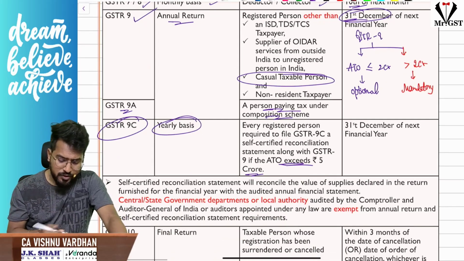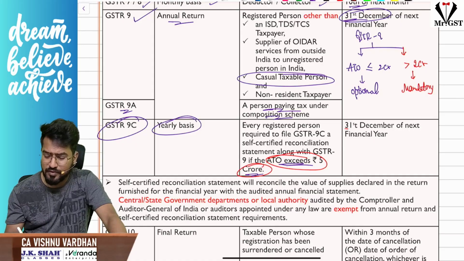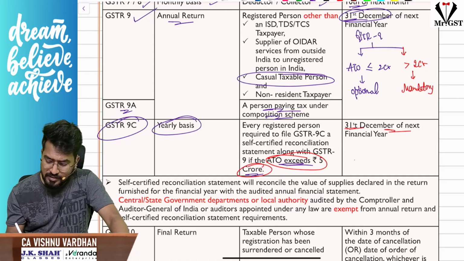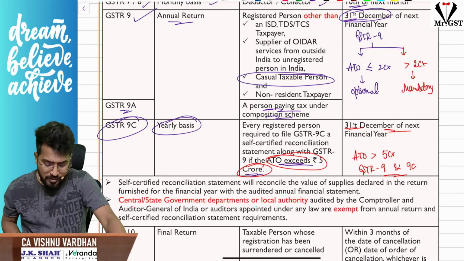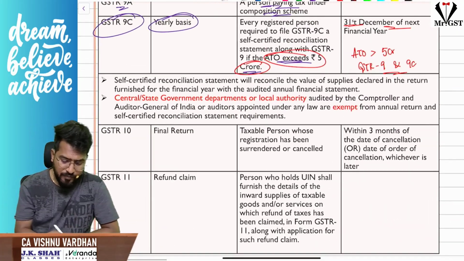Okay, fine. So GSTR 9C, that is reconciliation statement whose aggregate turnover is exceeding 5 crores, for them only this is applicable. So those whose aggregate turnover is exceeding 5 crores should file GSTR 9 and 9C both. Okay, so that is the concept. Next, GSTR 9C will be self-certified.